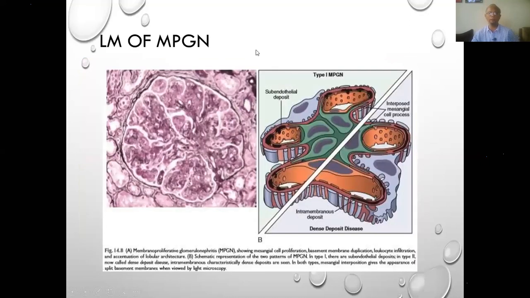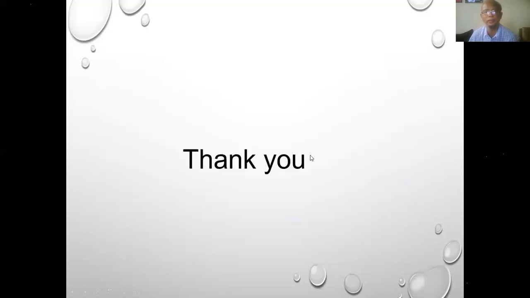So these are the pictures you can see in light microscopy. You will get subendothelial deposit. Interposed mesangial cell process is there, intramembranous deposits are there, and these features you will get. So this is all about glomerulonephritis.